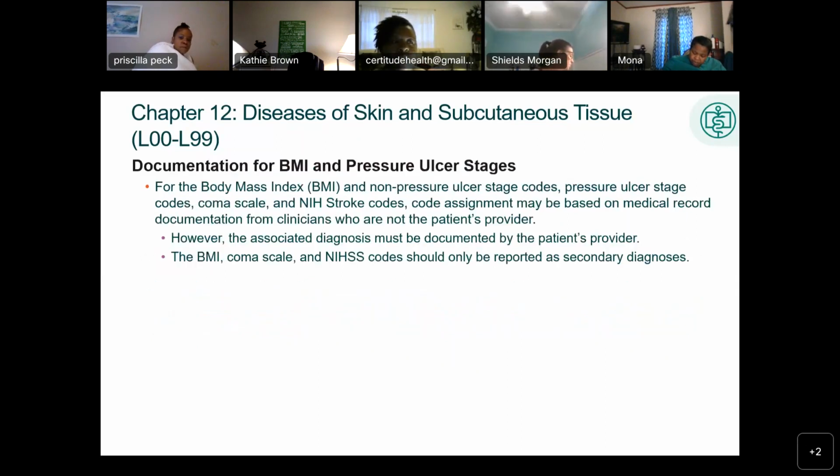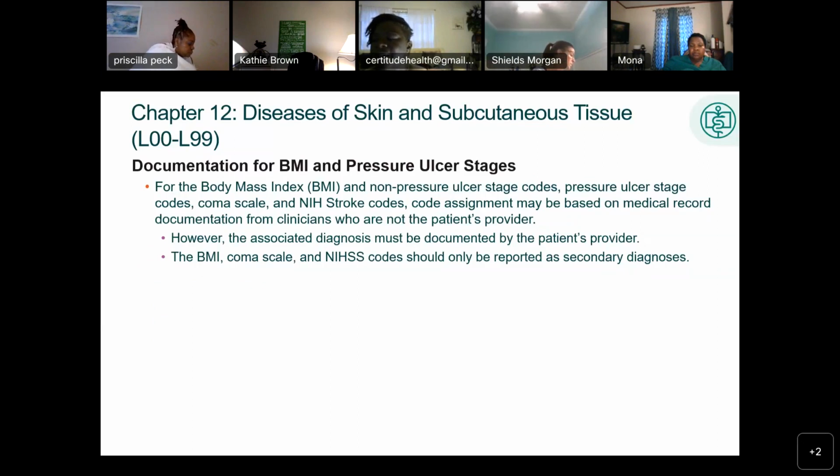Documentation for BMI and pressure ulcer stages. So again, because this is something that you will see with patients that tend to be morbidly obese, patients that may be in a coma, so the coma scale would kind of come into play. So guidelines indicate that for BMI, which is body mass index, if a patient is over, I think it's 35% of fat composition in their BMI, they're considered obese, and then anything over 40% is morbidly obese. I think that's how it goes.